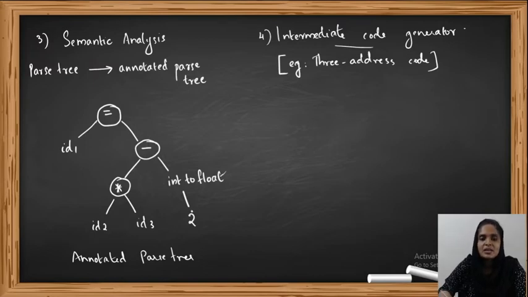So here in this parse tree, annotated parse tree, this parse tree will be fed to the intermediate code generator as the input.